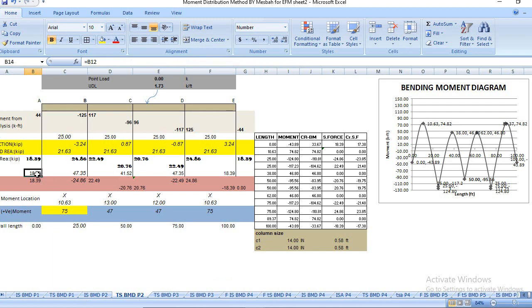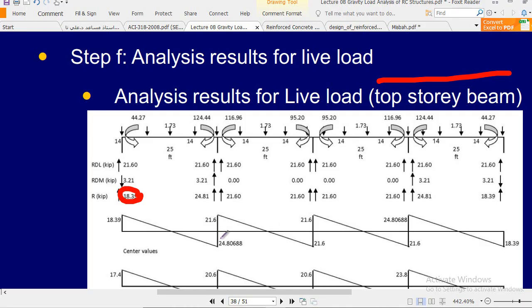You see 18.39. The next one is minus 24.86 and 22. So let me show you here. Here we have minus 24 and 22, and the rest of the values are same, clear. And now you have to find out the fast movements. So the fast movements will be here. You see the critical shear force values, or the fast shear force values, are 17.38, similarly minus 23. Okay, let me show you these values.